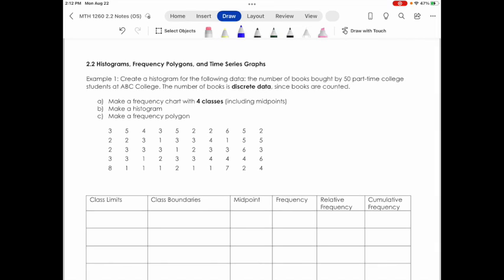In this lesson, I'm going to show you how to create a frequency chart, and then using that frequency chart, how you can draw a histogram, a frequency polygon, and then after that, we'll go over a time series graph.